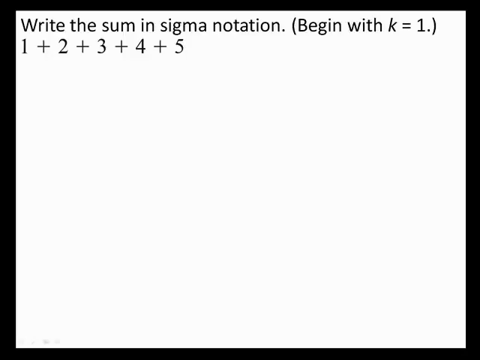Write the sum in sigma notation. Begin with k is equal to 1. 1 plus 2 plus 3 plus 4 plus 5. The apparent pattern is k. The sum in sigma notation is the sum from k equals 1 to k equals 5 of k.